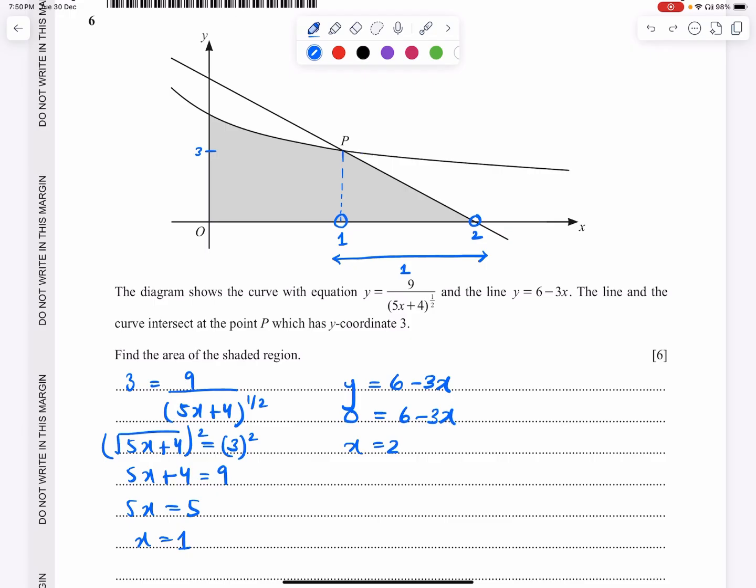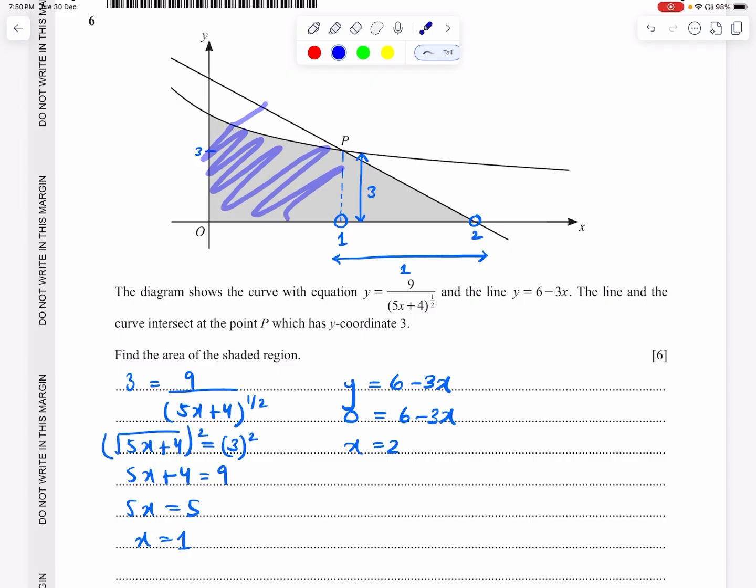Oh no, this is 3 units. Alright, now in order to figure out this part, I need to be integrating the equation of the curve and find the area underneath it by plugging in the appropriate limits. So let's do that.